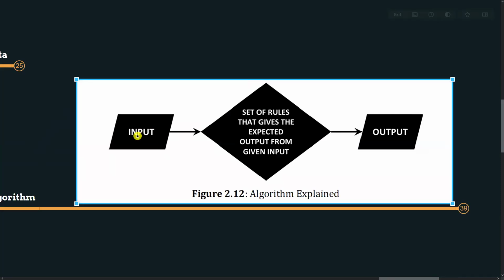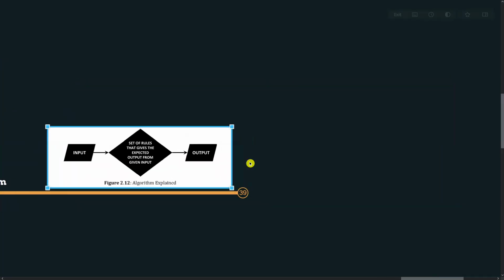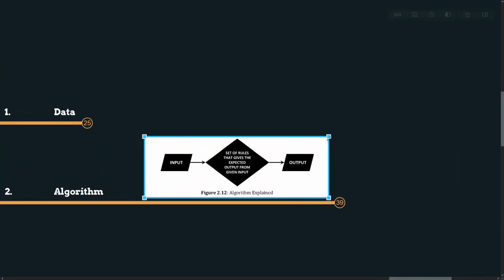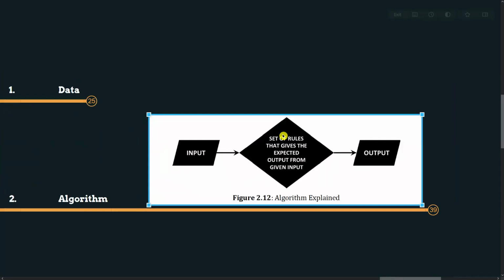We will give some input data, right? It means we will give a set of rules that give the expected outcome from the given input, and it will give the output. This is how the algorithm works in a very simple way. It's like a recipe in your cookbook. You have a cookbook where there are a lot of dishes, and you can prepare those dishes with these recipes. So the algorithm is like a recipe in your cookbook. It provides a set of instructions to solve a problem or achieve a specific outcome. That's how the algorithm is defined.